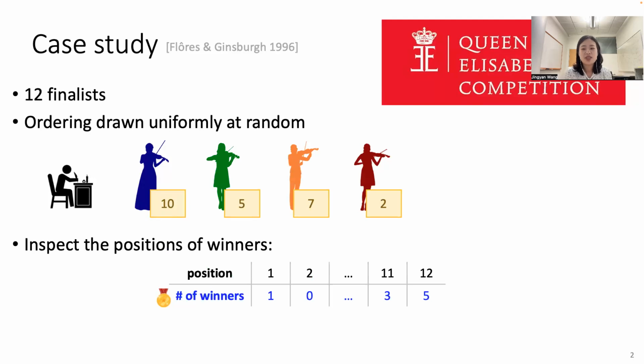In this paper, the authors look at the historical data and count the number of winners appearing at each of the 12 positions over the years. I'm making some simplifications of what they actually did, but roughly speaking, they observe an increasing trend in the sequence of numbers, which says if a candidate appears later in the sequence, it's more likely for them to win. So this is the type of sequential bias we are thinking about here.